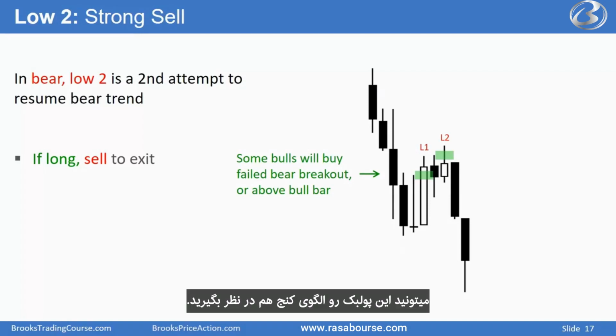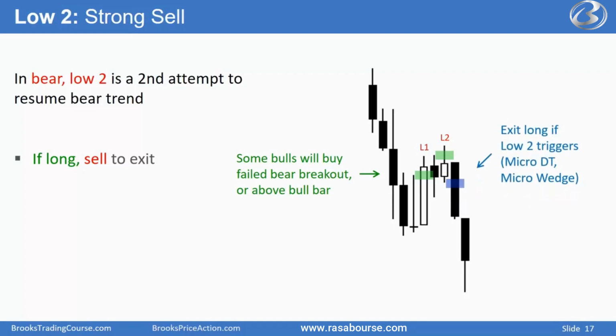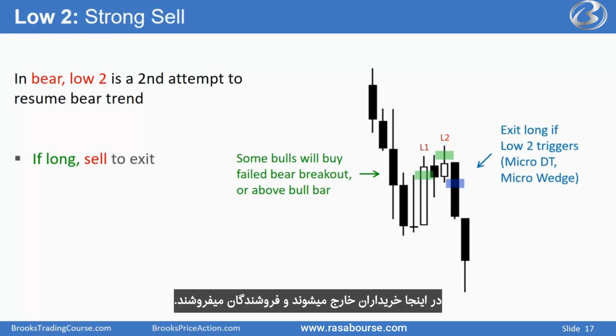You could also call it a wedge. 3 pushes up. 1, we went up and down, and then up and down. So it's also a wedge bear flag. Bulls will get out and bears will short.